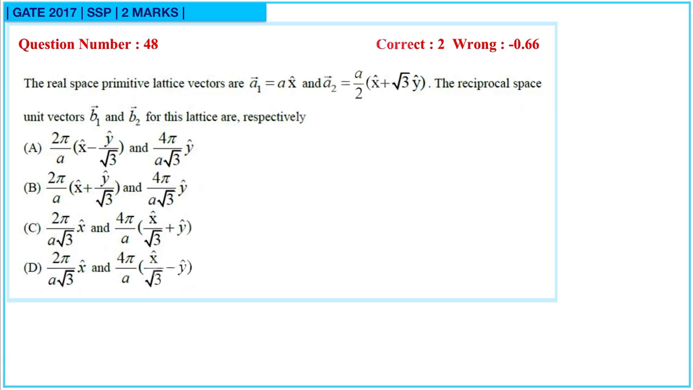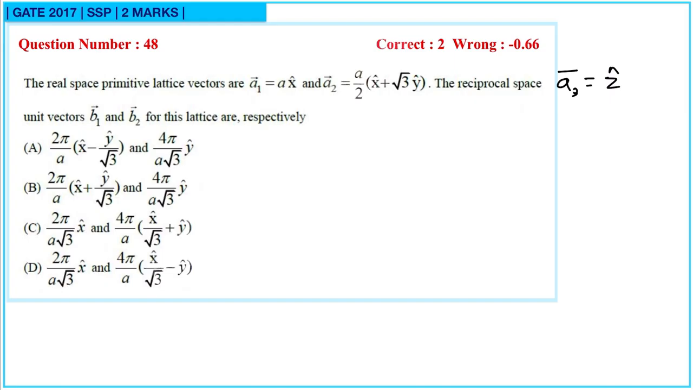The real space primitive lattice vectors are A1 is equal to A x cap, A2 bar is equal to A by 2 x cap plus root 3 y cap. The reciprocal space unit vectors B1, B2 for this lattice are. Now we will consider a third vector as well, A3, and that will be z cap. For calculation purpose we require it.